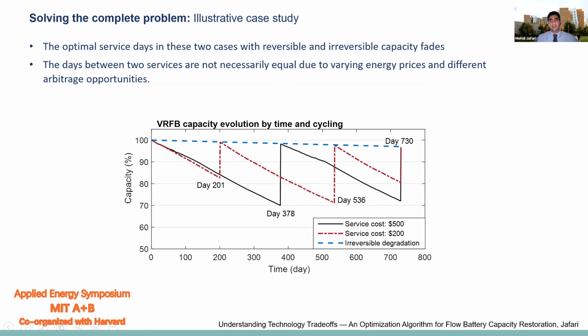Also, we show that with this optimization, the algorithm is successful in picking specific days for doing the service. When we have $200 of service cost, we have 2 service days in 2 years, plus one last mandatory service. These days are day 201 and day 536. You see that these intervals are not necessarily equal. And the days between these services show that the algorithm can optimally pick the best time for doing these services while keeping the revenue at its maximum value.